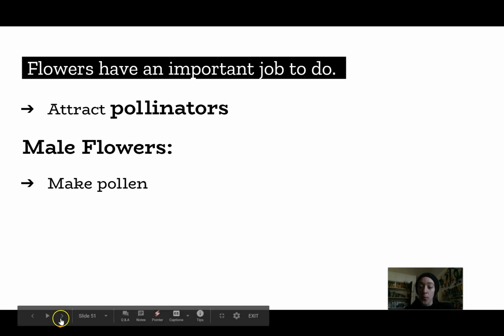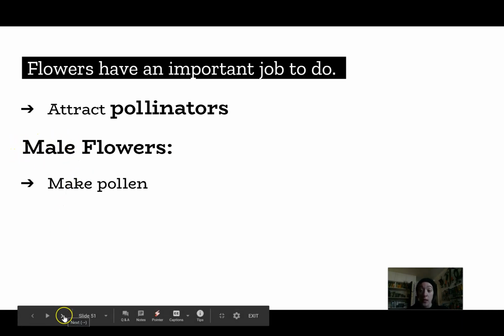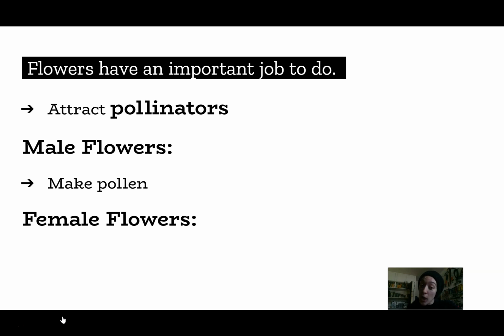So we'll talk about pollinators in just a second. But the reason we need pollinators is because flowers, well, let me back up. All flowers need to attract pollinators. And then some flowers have a different job as well besides attracting pollinators. So we have male flowers and you have female flowers. Male flowers and female flowers have slightly different jobs.